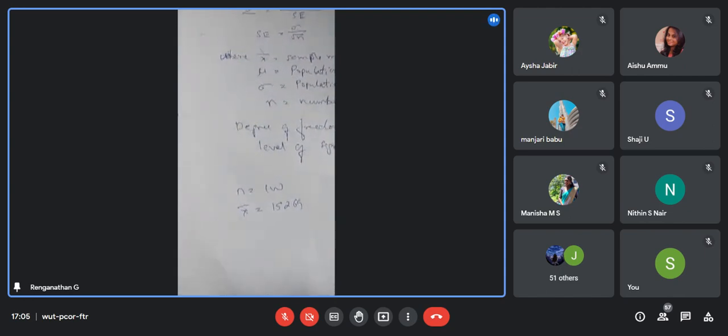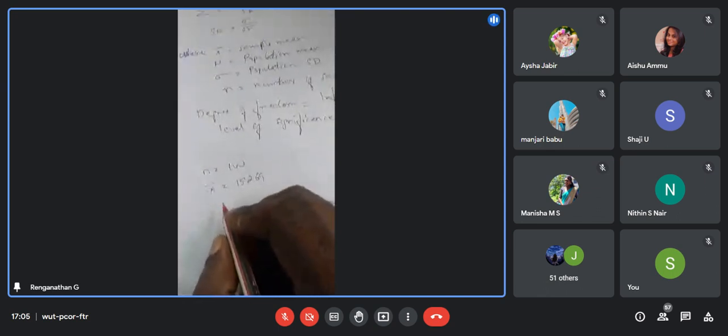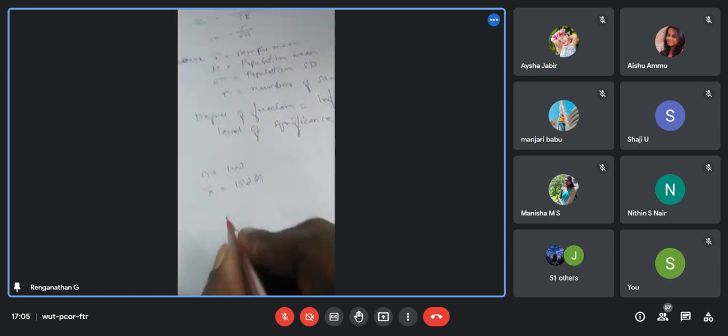Okay, then which is drawn from a population. So the population details are given. The population which has mean, the population mean is given, which is mu.